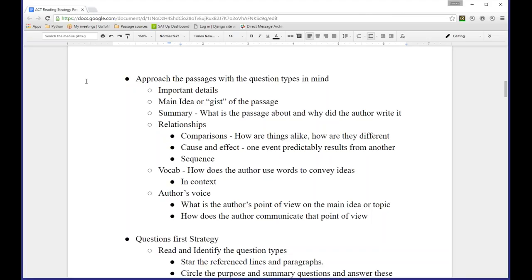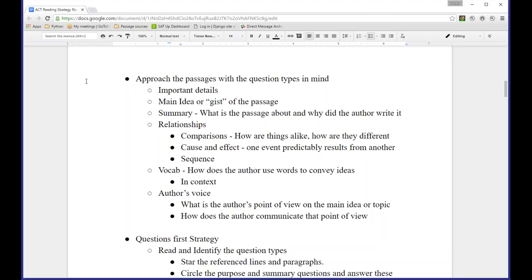So the important details, those are going to be supporting details, examples. They will be details that let us know the author's tone, stuff like that. We want to know the main idea or the gist of the passage. We want to know what the key thing is that's going on. We want to be able to summarize the passage, answer questions that ask us what the whole passage is about and why did the author write it.